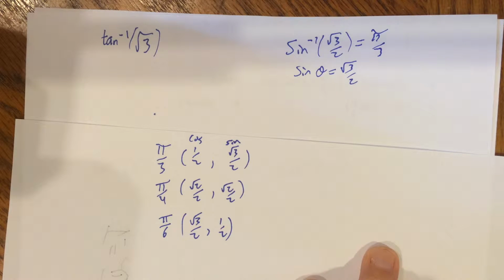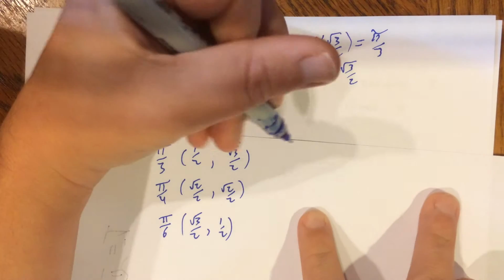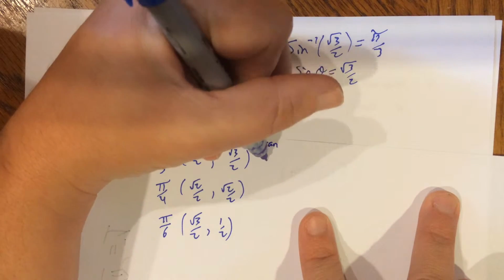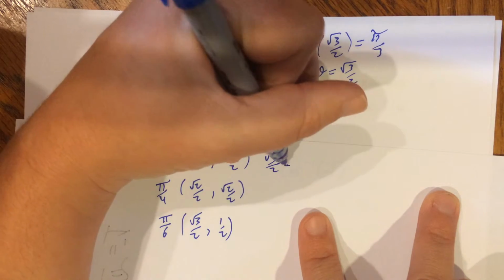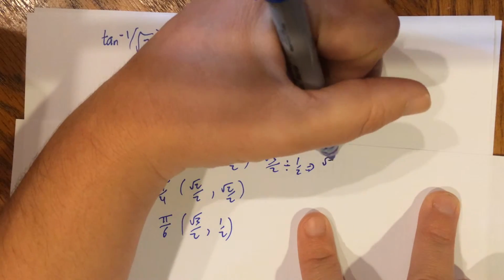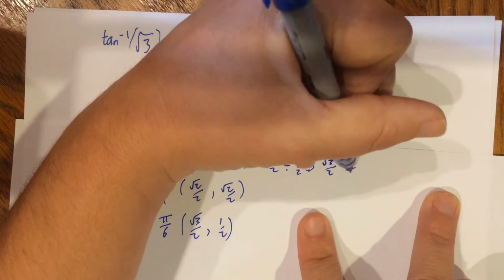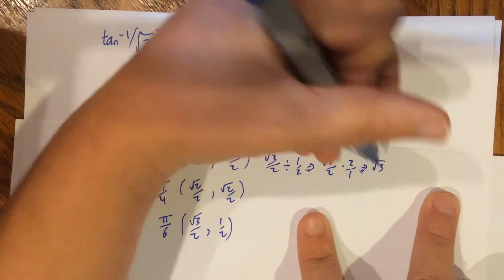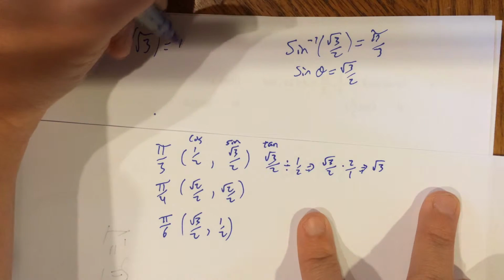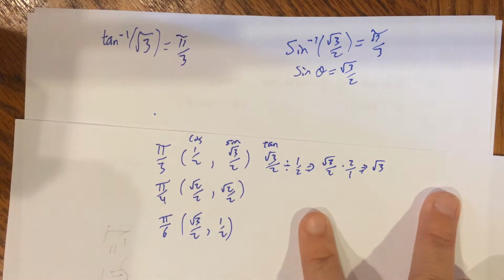Tan is a little harder. I don't know, so I'm going to actually have to find my tan. So here it's sine over cosine, so I'm going to do square root of 3 over 2 divided by 1/2, which means flip and multiply. So square root of 3 over 2 times 2 over 1. Oh, that gives me square root of 3. So tan inverse is also pi over 3.